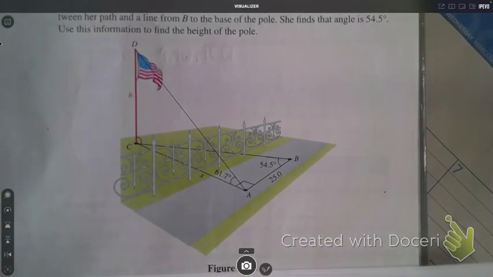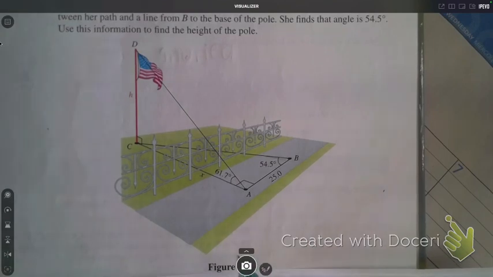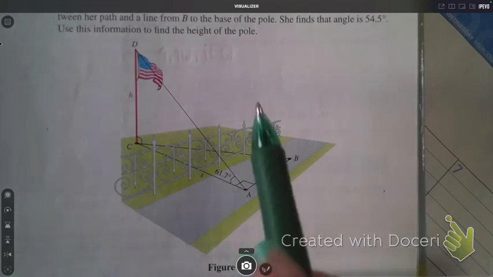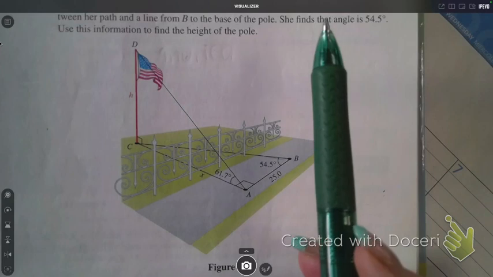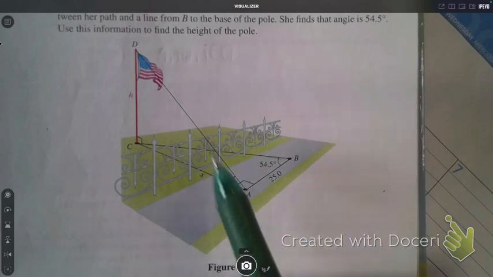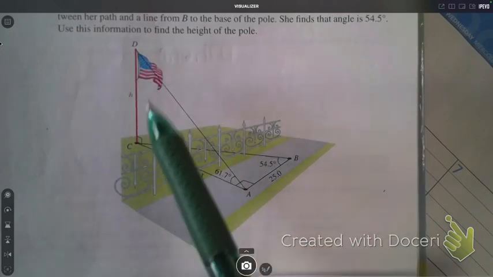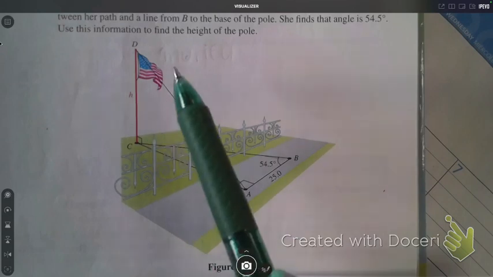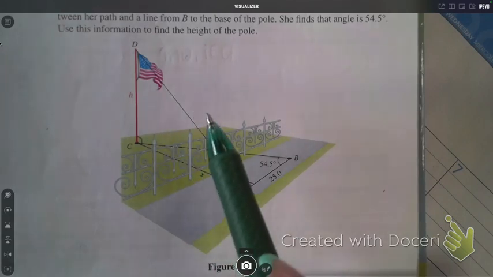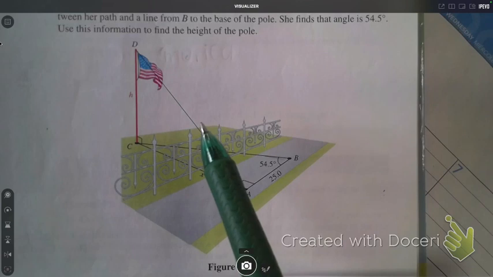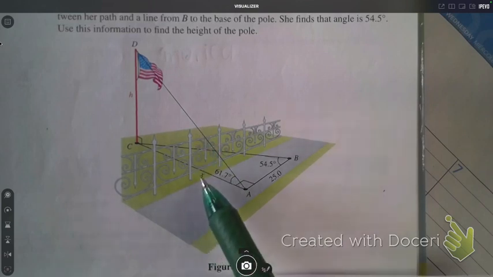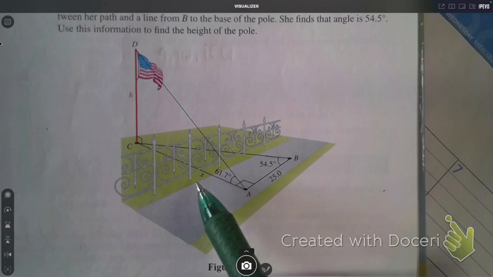I'm going to read the statement. It says, figure 10 is a diagram that shows how Diane estimates the height of the flagpole. She can't measure the distance between herself and the flagpole directly because there is a fence in the way. That fence I could definitely put a tape measure under. They probably should have put a privacy fence. This picture bothers me every time.